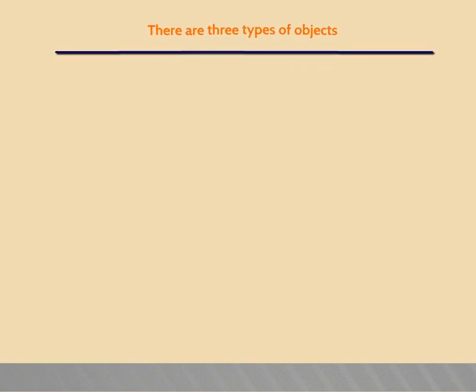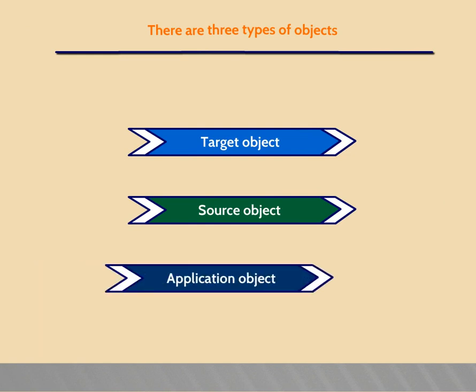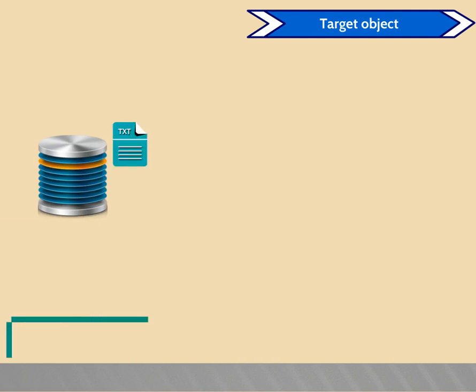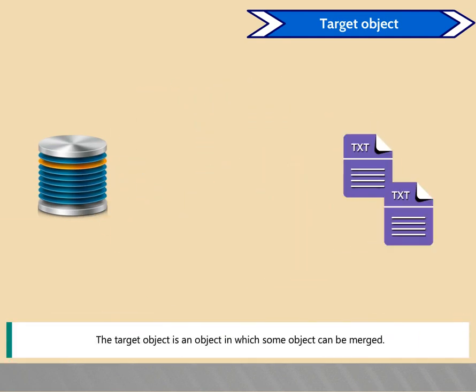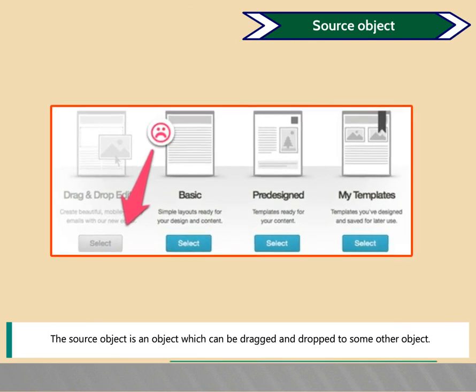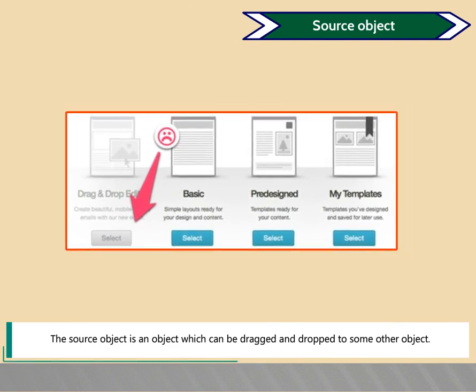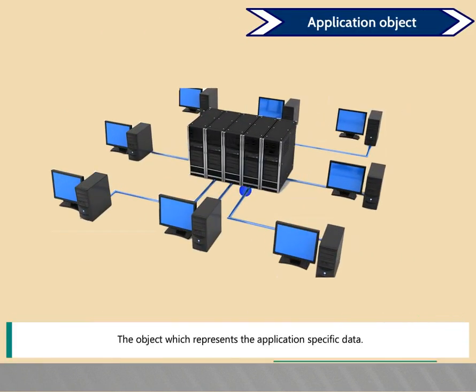There are three types of objects: target object, source object, application object. Target object: the target object is an object in which some object can be merged. Source object: the source object is an object which can be dragged and dropped to some other object. Application object: the object which represents the application-specific data.